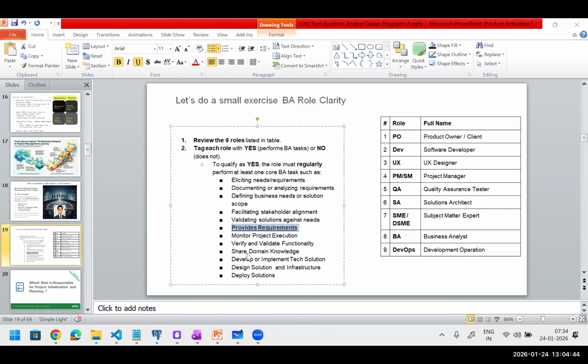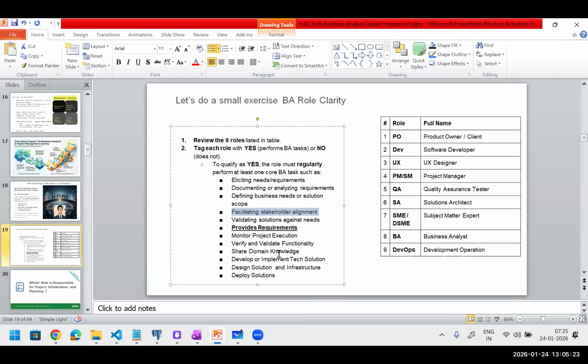Next, I'll ask you a quick question again. Who elicits needs and requirements? BA, yes, you are already there now. Who elicits needs and requirements is the BA. Right, and now this is a little bit different: who facilitates stakeholder alignment? Who facilitates stakeholder meetings? Is it a PM, BA, Scrum Master?